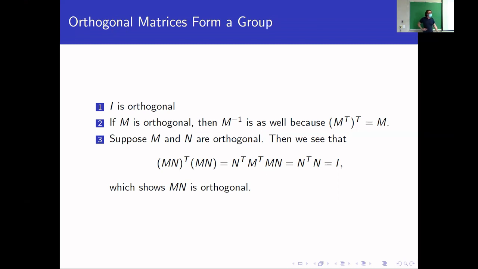Okay, and the last thing here is I am showing that the set of orthogonal matrices is closed under products. You have to prove that if you take 2 of them and multiply them, you get a new thing that is also meeting the condition.